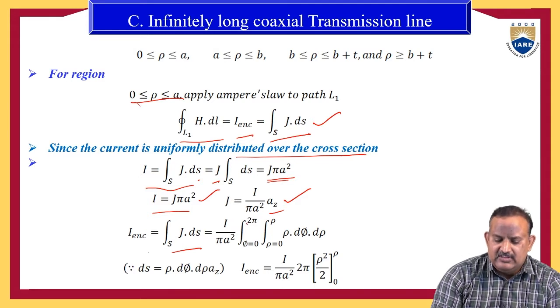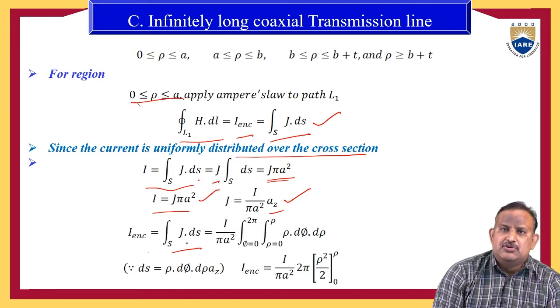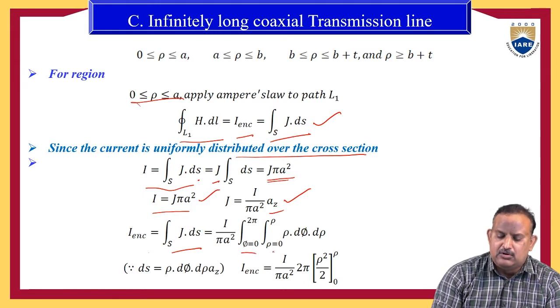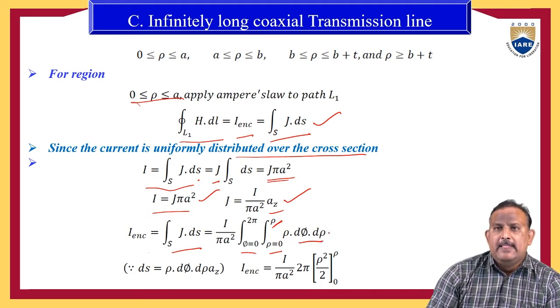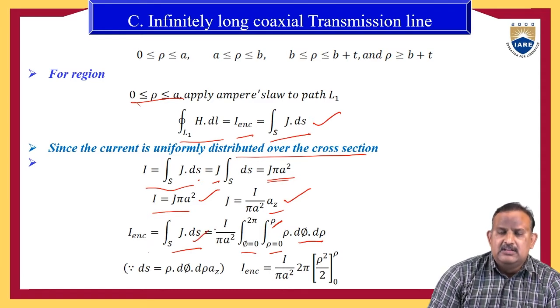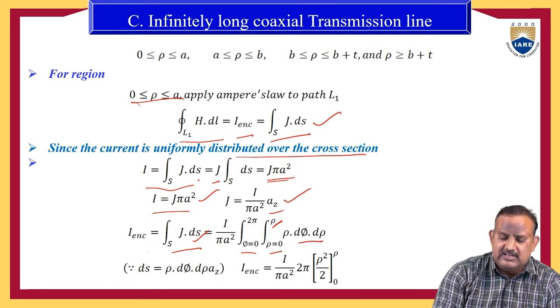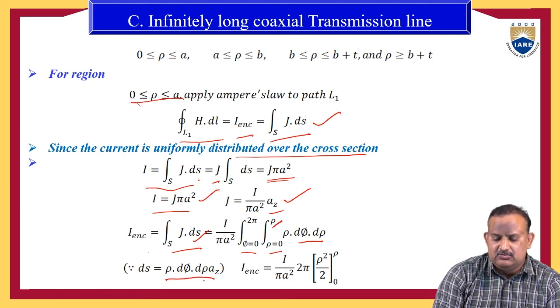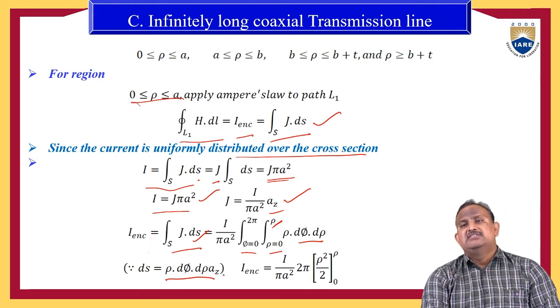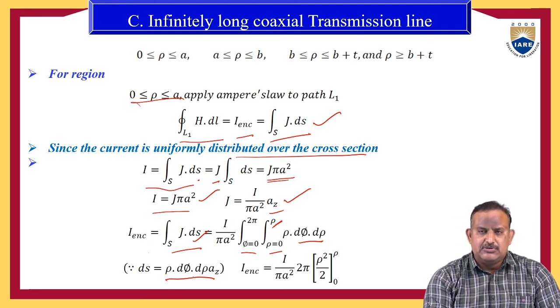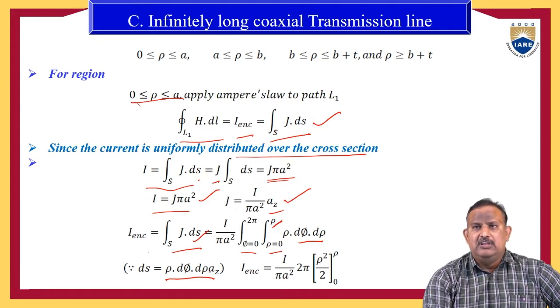I by pi a square integral, because it is a surface integral, we need to substitute two limits, phi limit and rho limit. So phi is equal to 0 to 2 pi. The rho limits are rho is equal to 0 to rho, because the amperian path radius is rho, we need to assume from 0 to rho. So in place of ds, we can substitute rho into d phi into d rho into az, where again az is a unit vector.